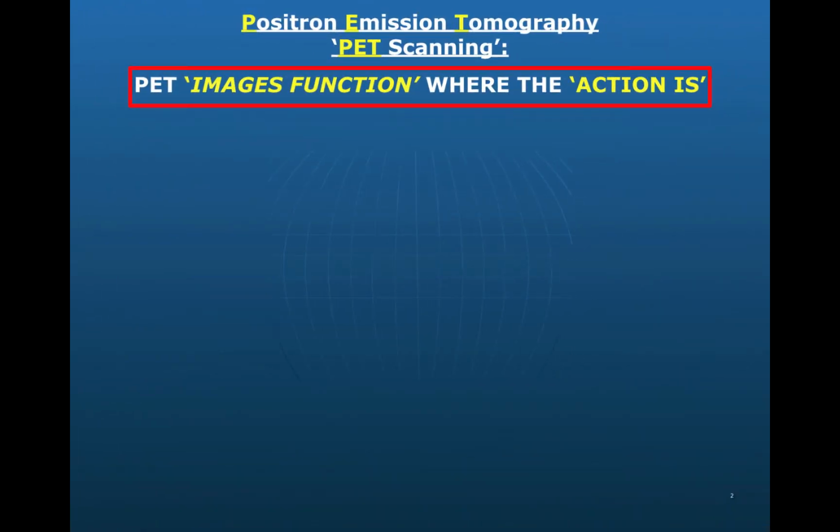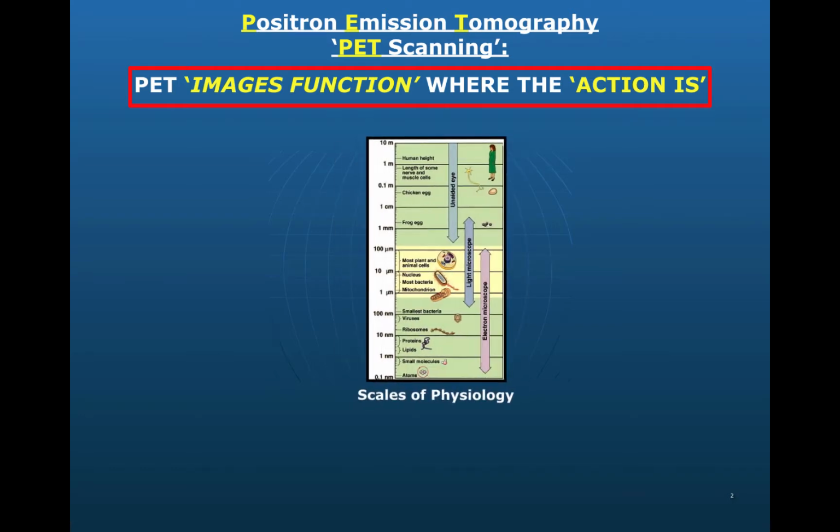So, positron emission tomography or PET scanning, the key point about this is that PET images function where the action is. So this is a scale kind of a diagram here. You would see a person standing up here in the 1 to 10 meter range kind of thing, pretty tall guy at 10 meters, I guess, but the cellular action is down here where this is what's happening in your cancers, for example, and that's where we're going to be aiming our therapies.